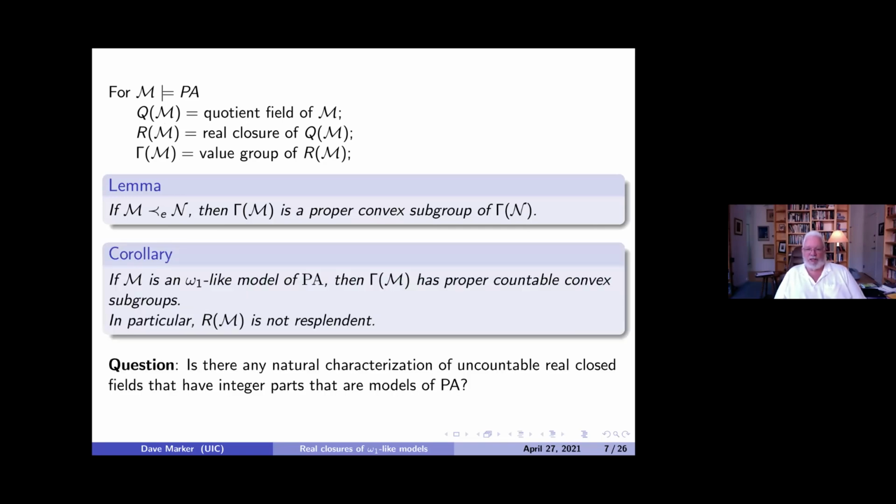In particular, if I take an ω1-like model of PA, where I build it by some ω1 length chain of end extensions, there are going to be lots of proper convex subgroups that are countable. So if I start with an ω1-like model, I know the real closure can't be resplendent. So more or less, this is where I gave up on these questions. Having a PA integer part isn't equivalent to any amount of saturation, and it's not equivalent to resplendence. A question is: is there any natural characterization of the uncountable real closed fields that have a PA integer part? I'm not even sure what a candidate for such a thing would be now.